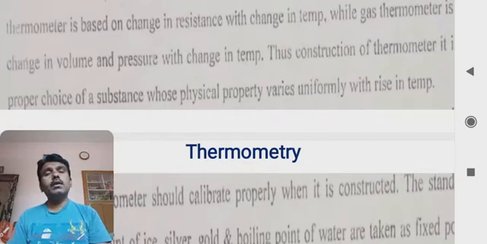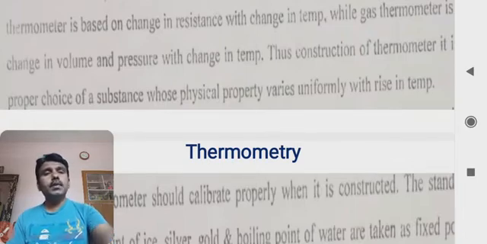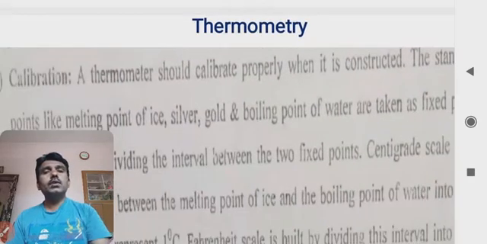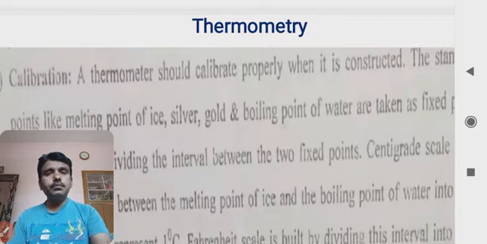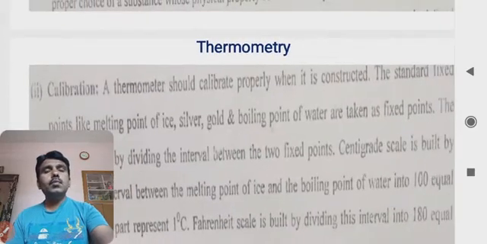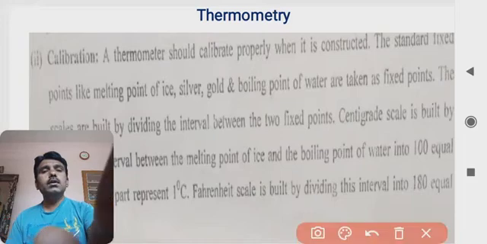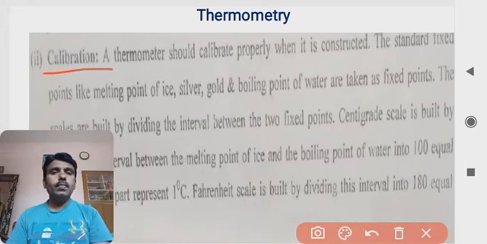And that's why while constructing any type of thermometer, these properties of the materials are very important, because they should be sensitive, in that sense they should show variation with the temperature. The second important factor in making a thermometer is calibration.